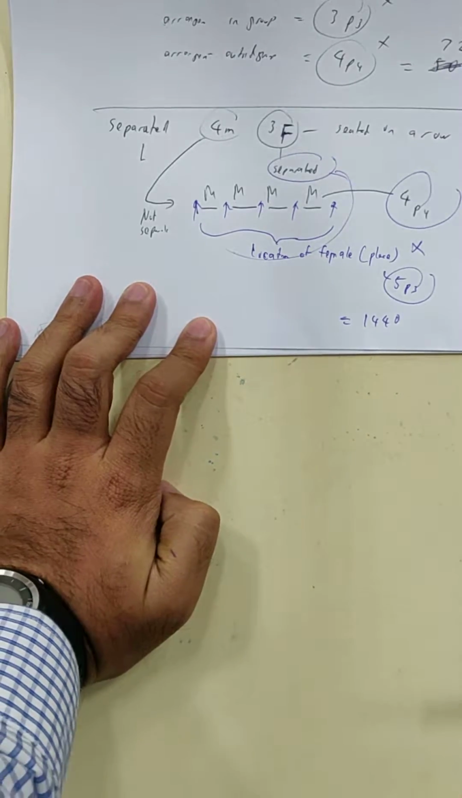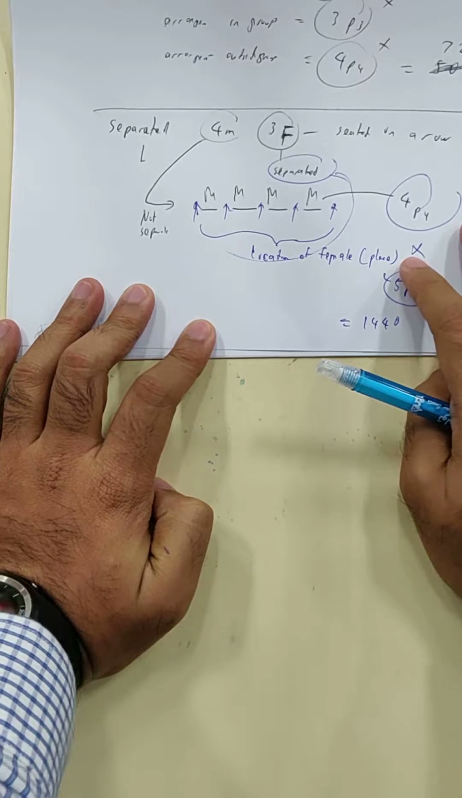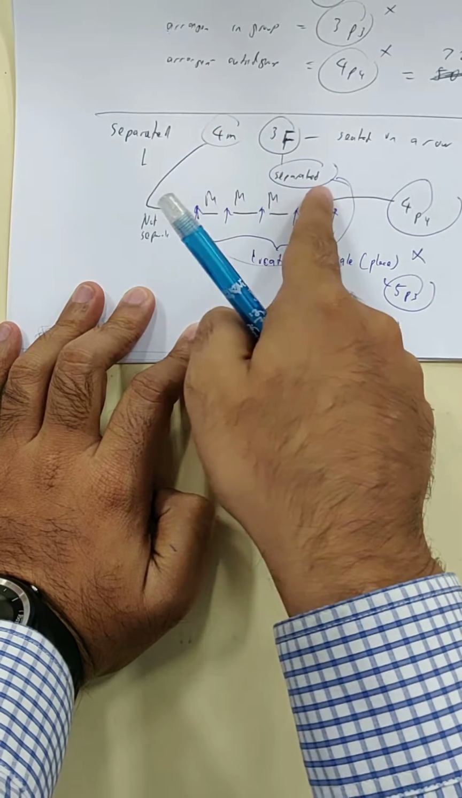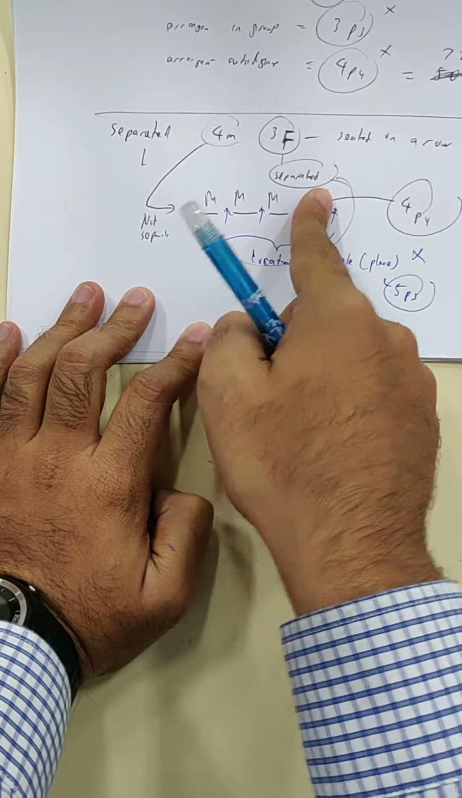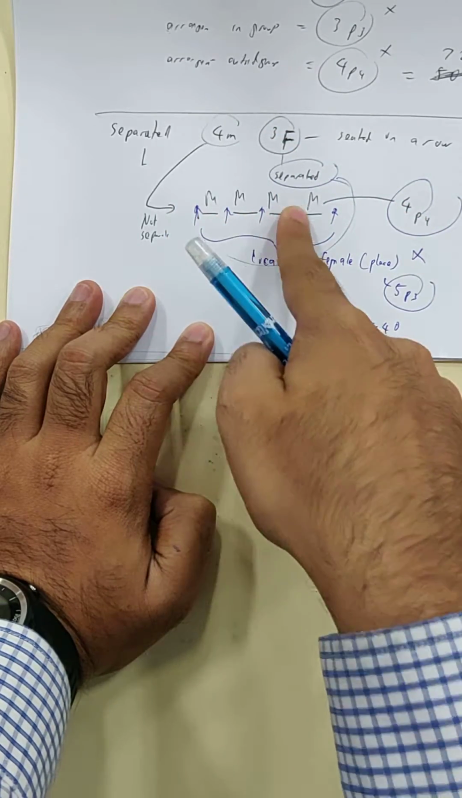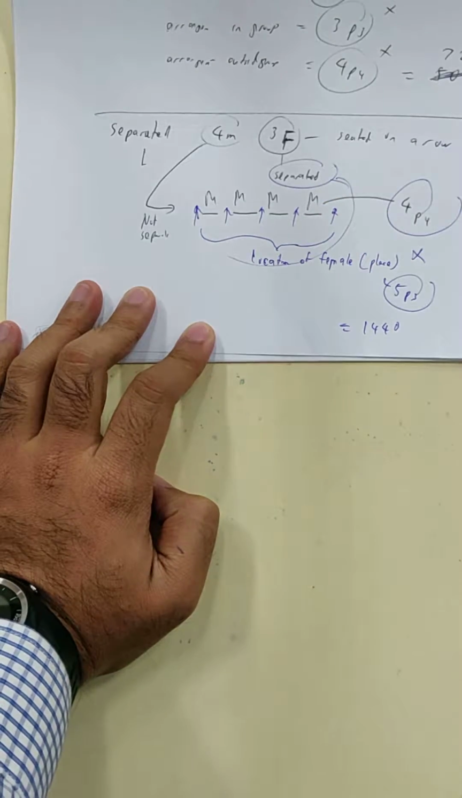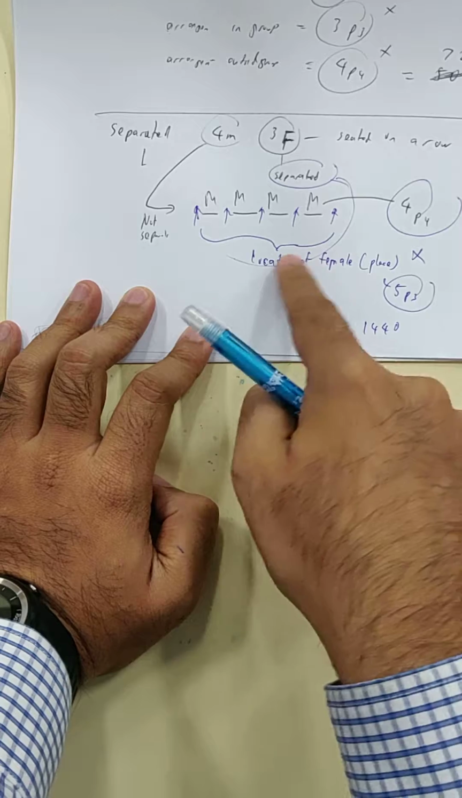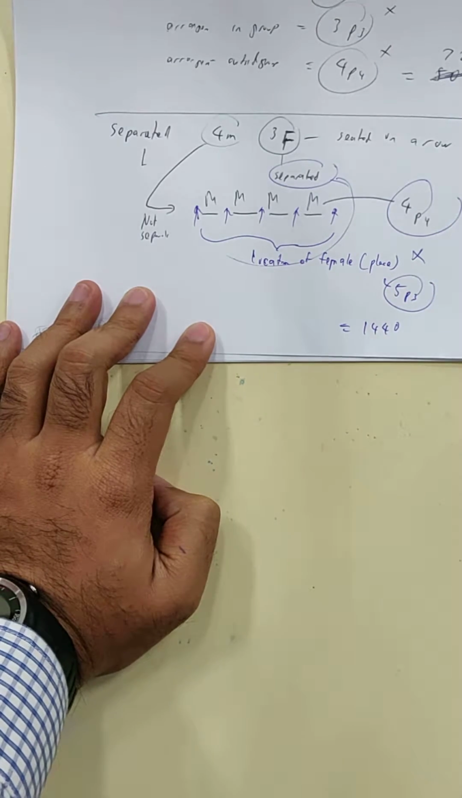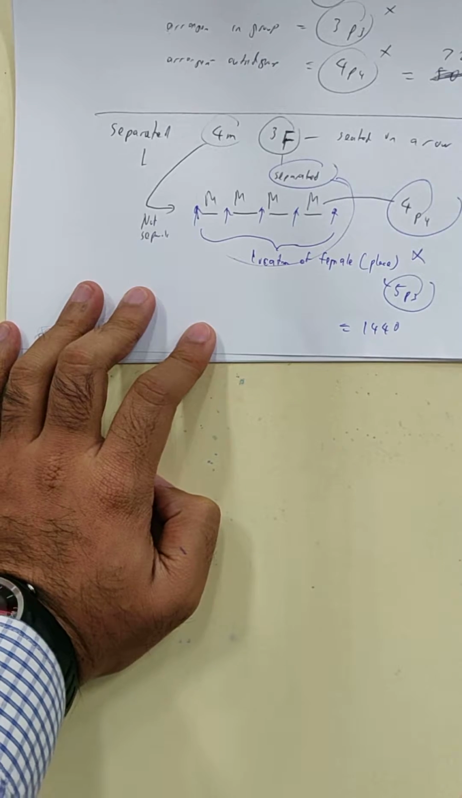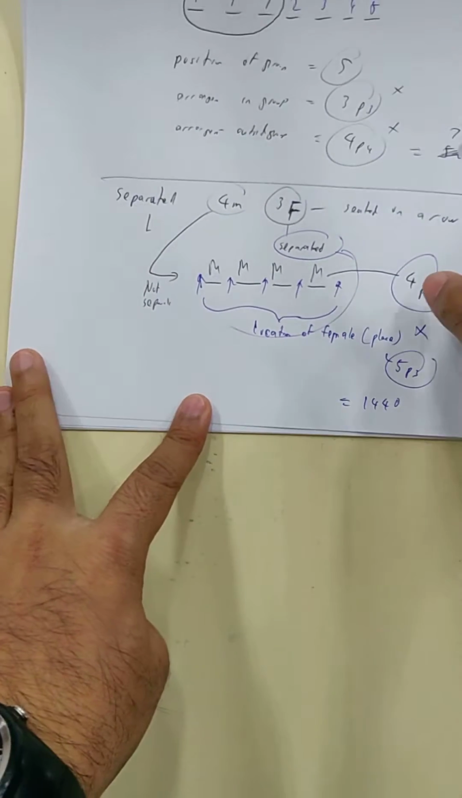For the separate case, I repeat myself again. You need to put the unseparated first: male, male, male, male. And then for the separate ones, you need to put them between them. Then calculate your unseparated and calculate your separated, and multiply. This is how you do the separate case. Okay? Can we move on?